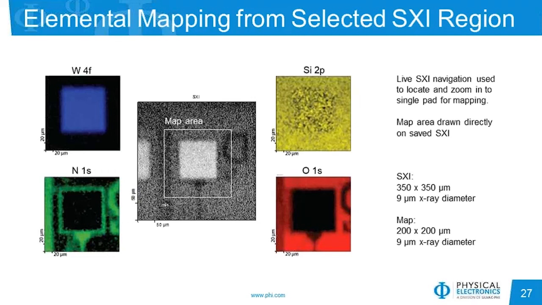For the map, I have used a 9 micron diameter X-ray beam within that mapped area, and we can see that we have produced 4 elemental maps of tungsten, silicon, nitrogen, and oxygen. The tungsten, nitrogen, and oxygen correspond to different areas on the pad, around the pad, or surrounding the outer area away from the pad. However, the silicon appears to be uniform across the mapped area. And we can also extract more information from silicon that I will show in the next slide.